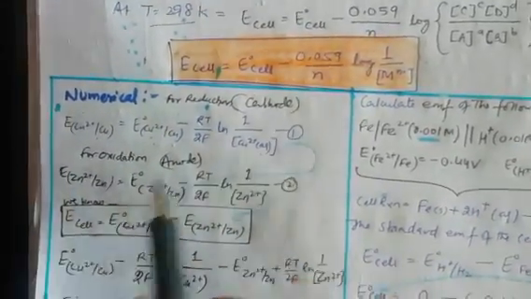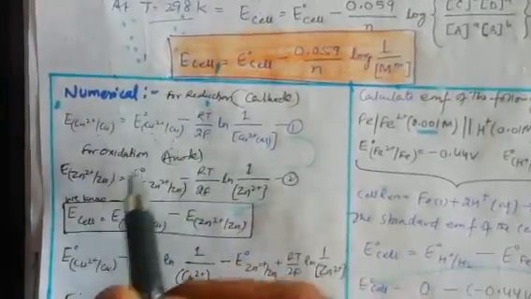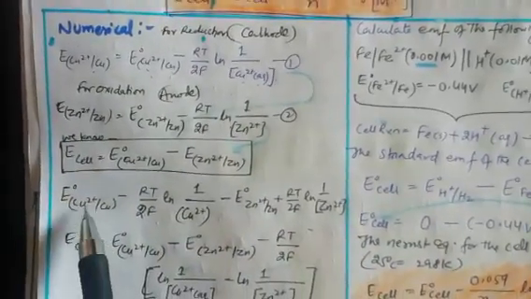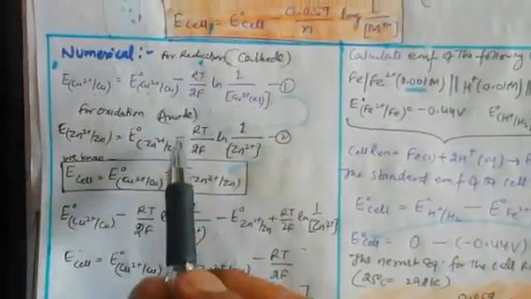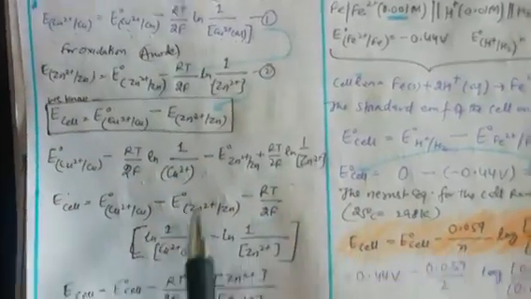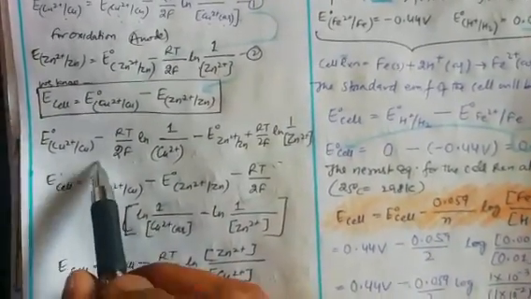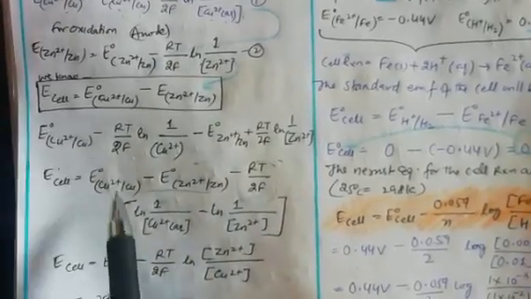In case of copper we will write copper, in case of zinc we will write zinc. The rest is same. Okay, so when we are putting these values here, we are getting this minus this, in which RT/2F is the common. And this is becoming E naught cell, the cell potential.